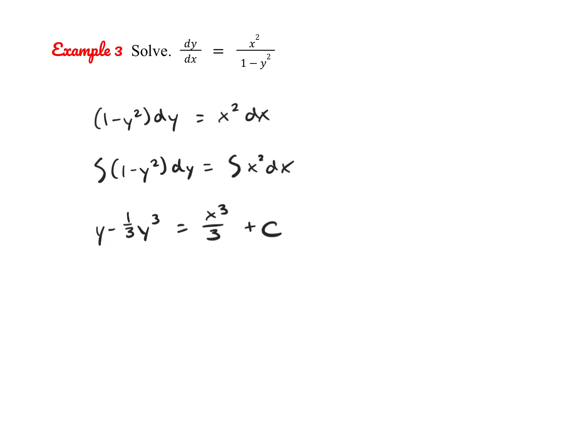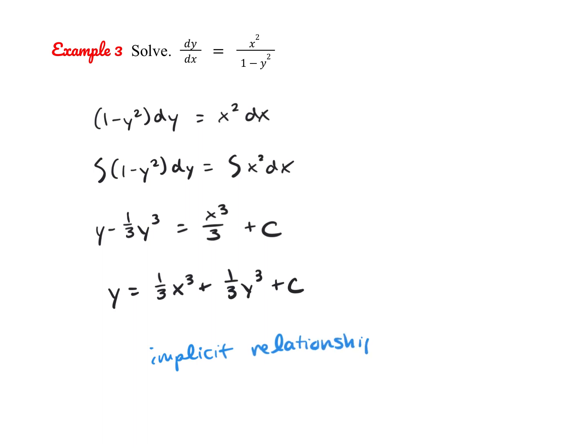I mean, if you want, you can rewrite it like this. So we could say 1/3 x cubed plus 1/3 y cubed plus c, but there's no way to fully solve for y and have it say y equals without a y on the other side. So this is an implicit relationship. And in this case, we can actually just leave our answer like this or like this. Because, again, you can't fully solve for y, and that's okay for problems like this.